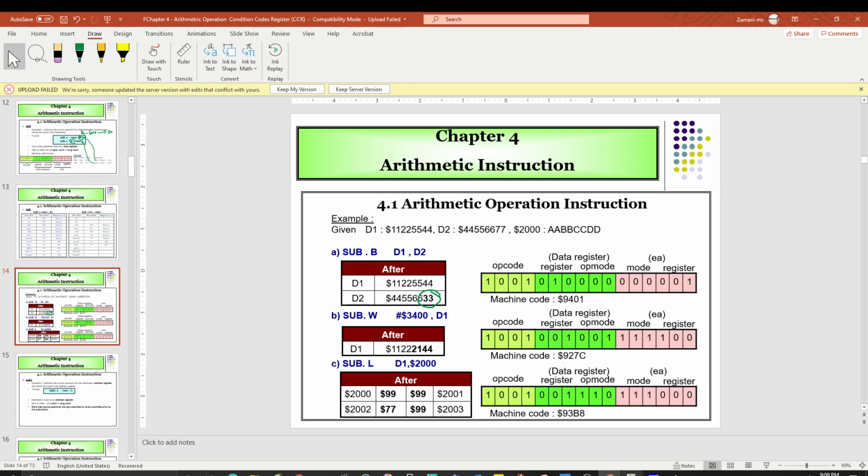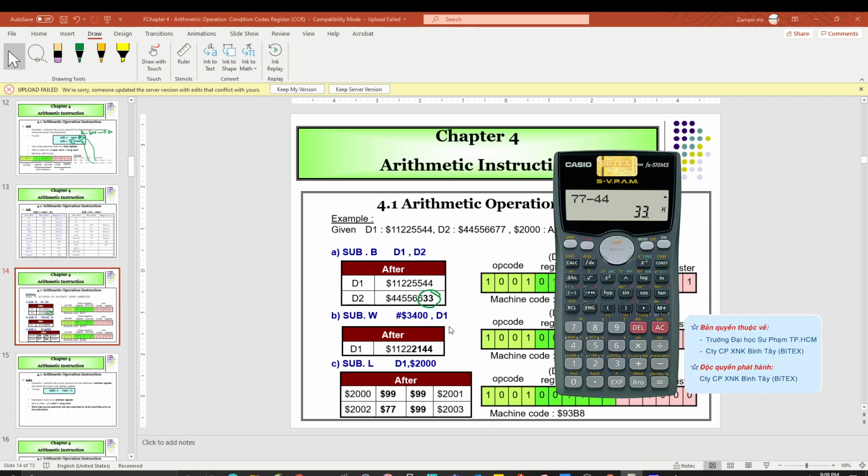Okay, next one is again you have to subtract D1 from this value. This is hash $3400, D1. D1 is given this one. Word size will be 5544. 5544 minus 3400, and then the result is 2144. You can see that the result is over here. Same goes for this one.